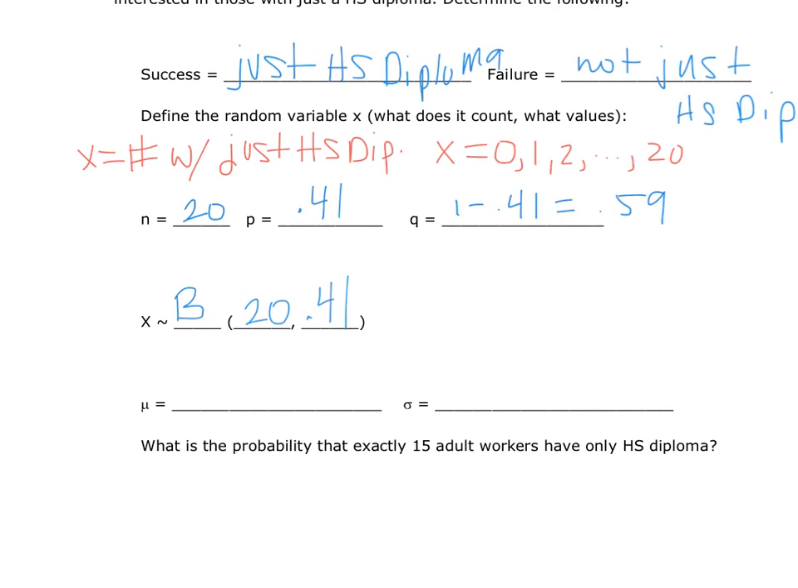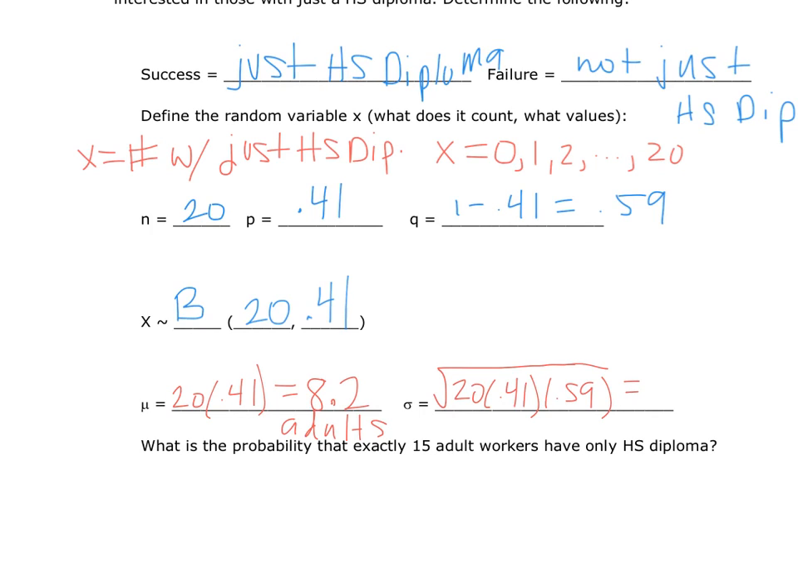All right, so let's find the mean and standard deviation. The mean is n times p, so it is 20 times 0.41. And it's as simple as that. That gives us a mean of 8.2 adults. Then the standard deviation: we're going to take the square root of 20 times 0.41 times 0.59.